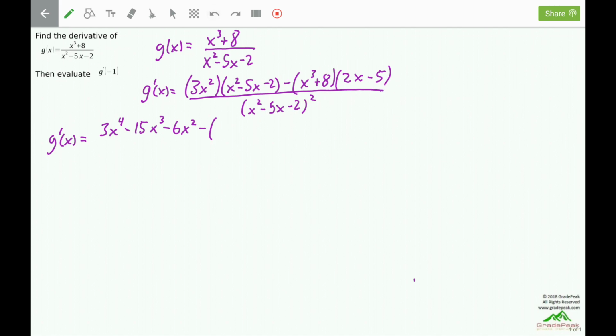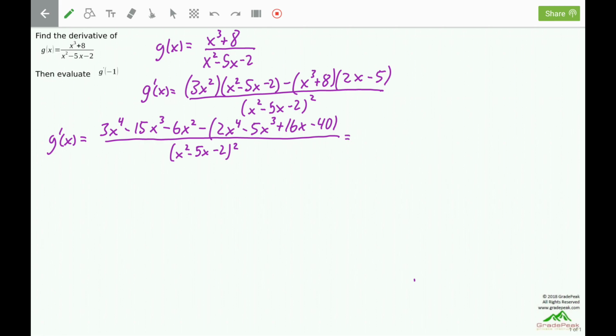First, x cubed times 2x will be 2x to the 3 plus 1, 2x to the 4th. Outside, x cubed times a negative 5 will be a negative 5x cubed. Inside, 8 times a 2x will be a positive 16x. And then last, 8 times a negative 5 will be a negative 40. All of this will be divided by that same denominator, x squared minus 5x minus 2 quantity squared.